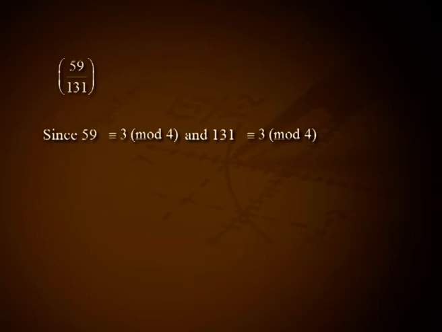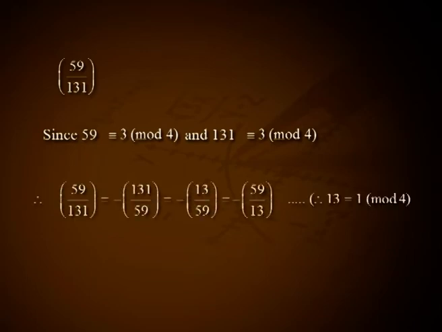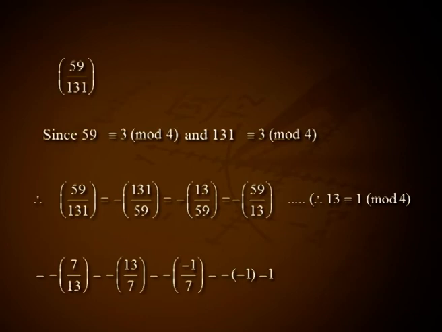Example 4. Evaluate (59/131). Since 59 is congruent to 3 mod 4 and 131 is congruent to 3 mod 4, therefore (59/131) is equal to -(131/59), which is equal to -(13/59), which is equal to -(59/13), since 13 is congruent to 1 mod 4, which is equal to -(7/13), which is equal to -(13/7), which is equal to -(-1/7), which is equal to -(-1), which is equal to 1.